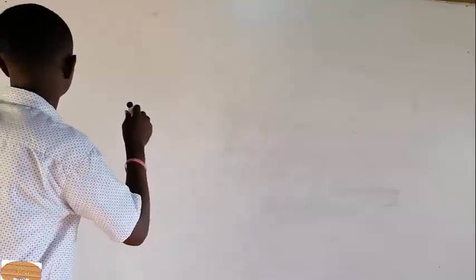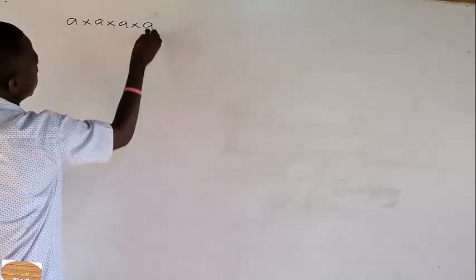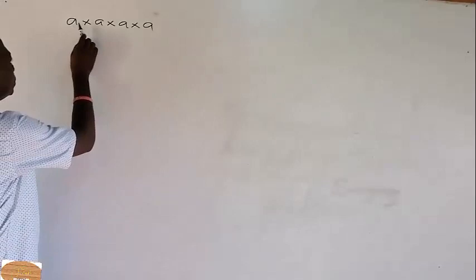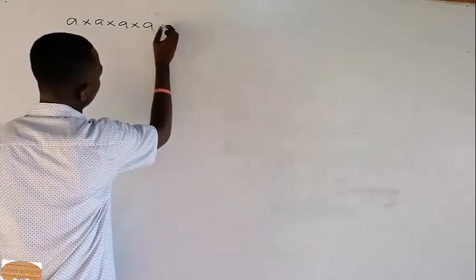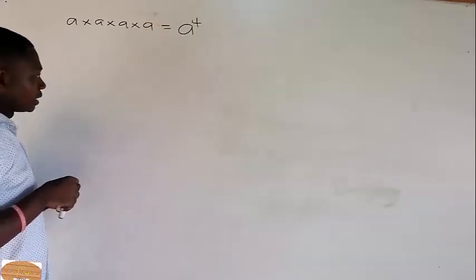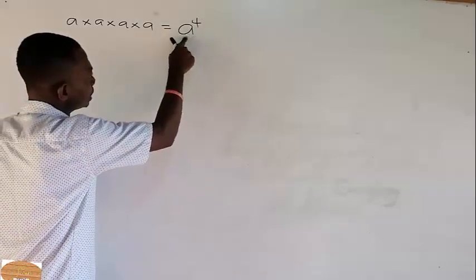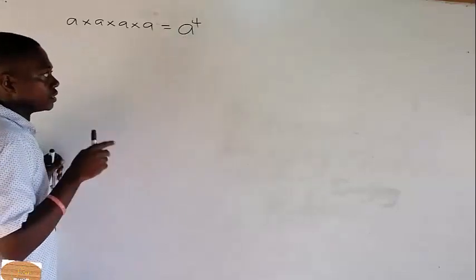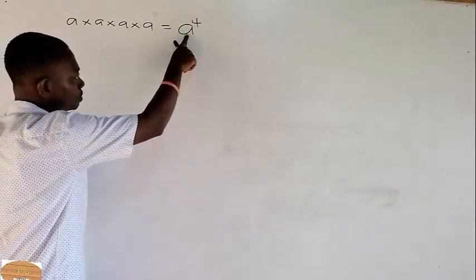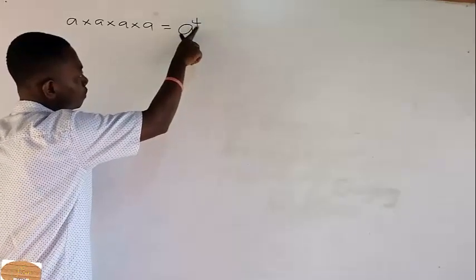Alright, so consider this example in case you're given this one, A times A times A times A. So we have 1, 2, 3, 4. So this one means A to the power 4. Now what this one means is the number of times this number or this variable is multiplying itself. So the 4 here means that A is multiplying itself 4 times.